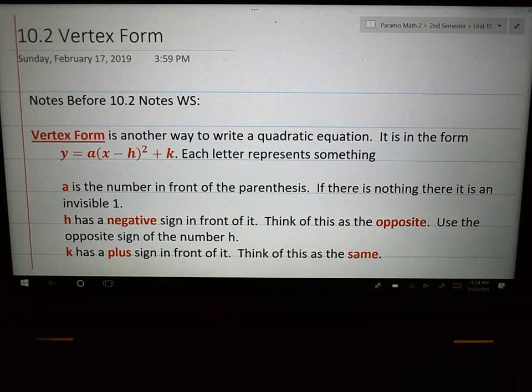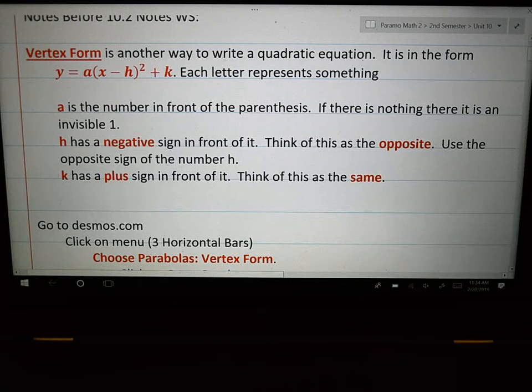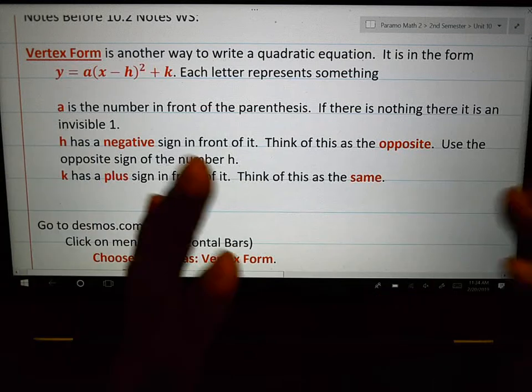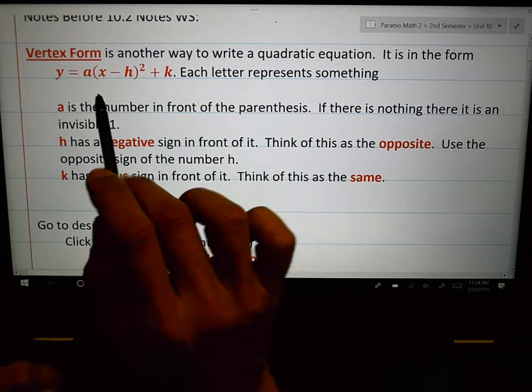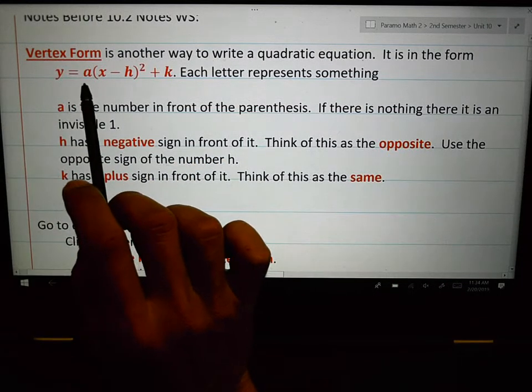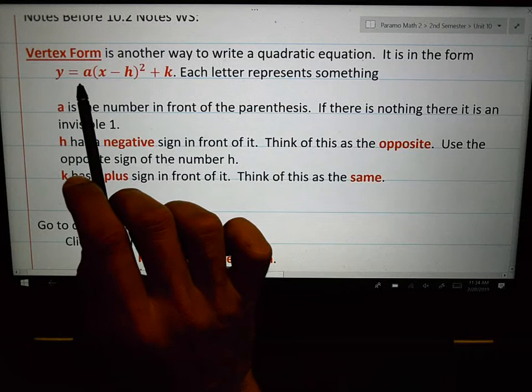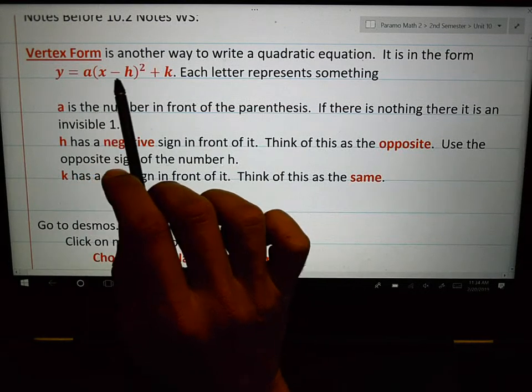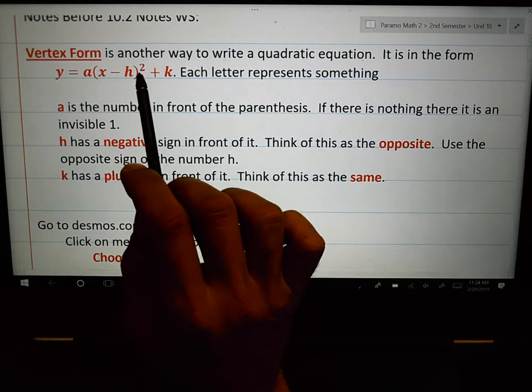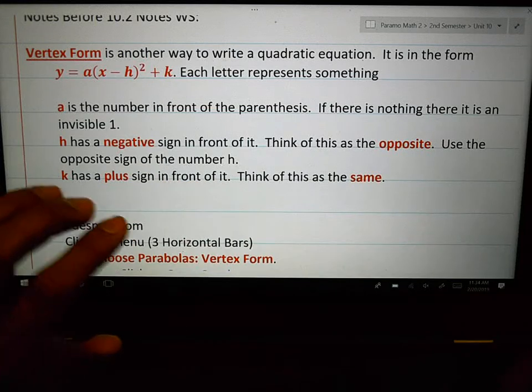Now, the biggest difference between section 2 and section 1 is that the form is different. If I think about section 1, it was in standard form, ax squared plus bx plus c. This is a completely different form. It looks like this: y equals a(x minus h) squared plus k.